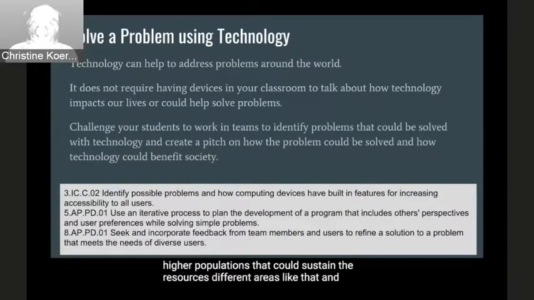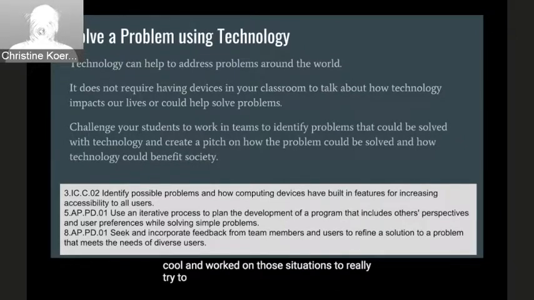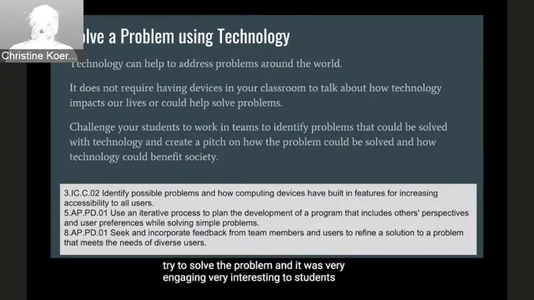We made prototypes of it. We pitched the idea, did different little mini, kind of like webinars, but before webinars were cool, and worked on those situations to really try to solve the problem. And it was very engaging, very interesting to students, and they felt like they were actually making a difference.